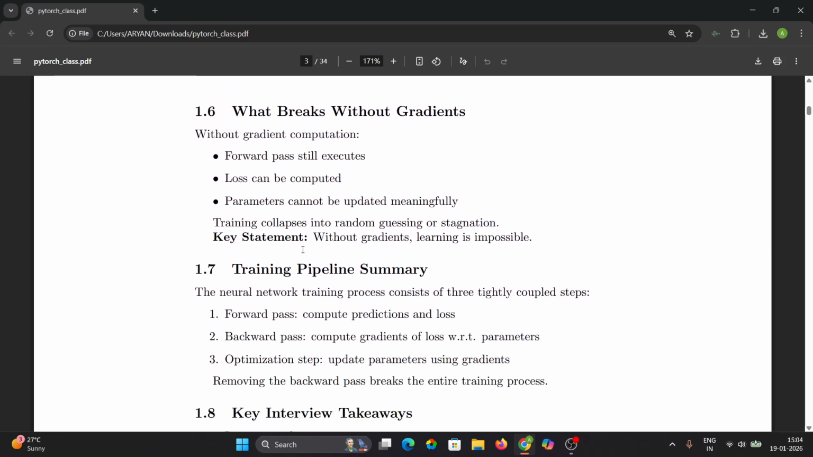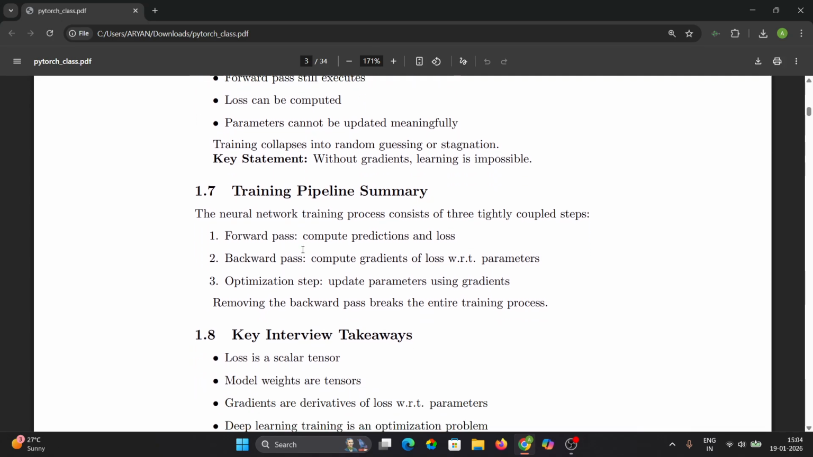Yeah. So what breaks without gradients? Without gradient computation, the forward pass still executes and loss can be calculated, but parameters cannot be updated meaningfully. Because during the forward pass, we don't need to know the gradients. So the forward pass will execute and loss will be calculated, but during backward propagation, parameters get updated meaningfully. If we don't have a gradient, how will the parameters get updated? So training collapses into random guessing or stagnation. Without gradients, learning is impossible.